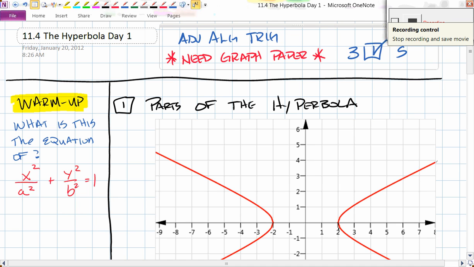On the left-hand side, what is that the equation of? Who can tell me? Let's talk about that for just a second. Yes? That is the ellipse. How do you know that that's an ellipse? It's the standard equation. Okay, fair enough.